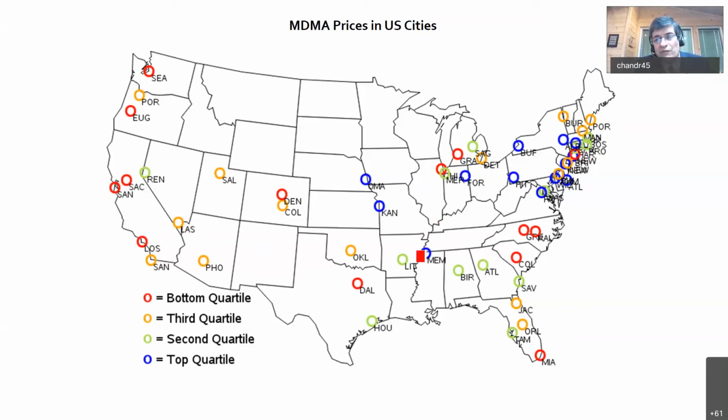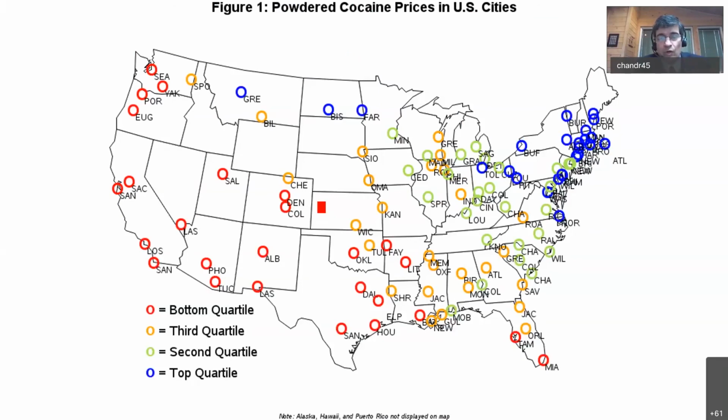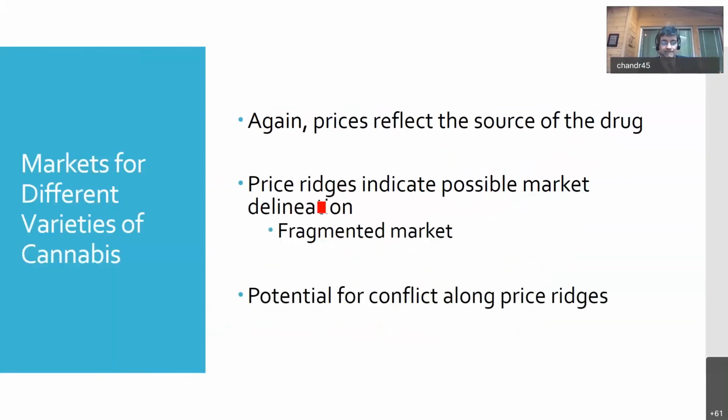Keep in mind this ridge phenomenon as a possible delineation between two different markets and two different potentially trafficking organizations, or even more than two. All right, let's go back. And of course, I wanted to do a quick comparison with the cocaine flow network, and here it is, right? And the cocaine prices, which you've now seen.